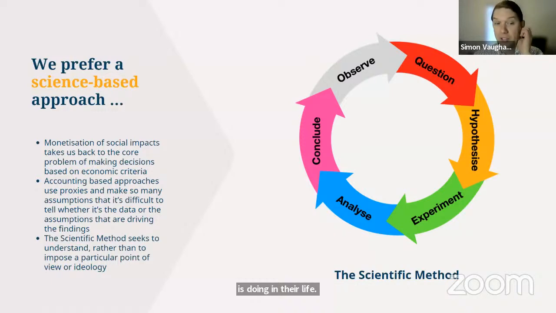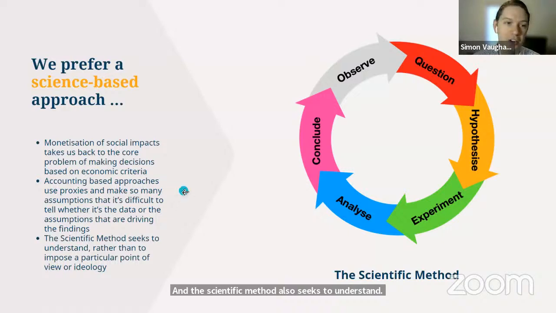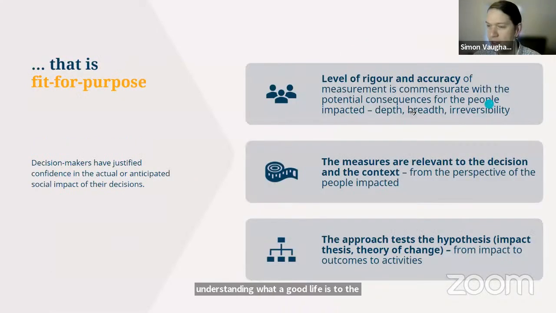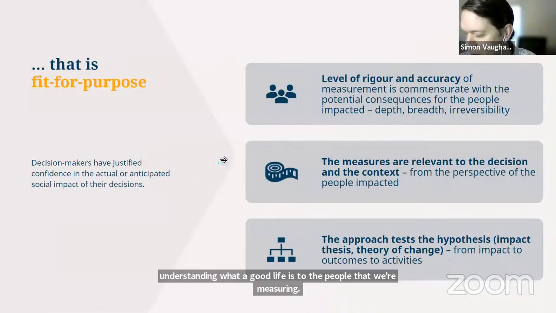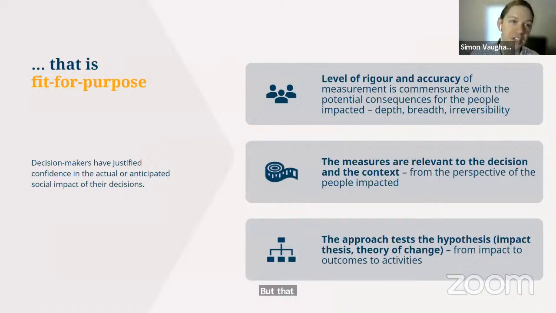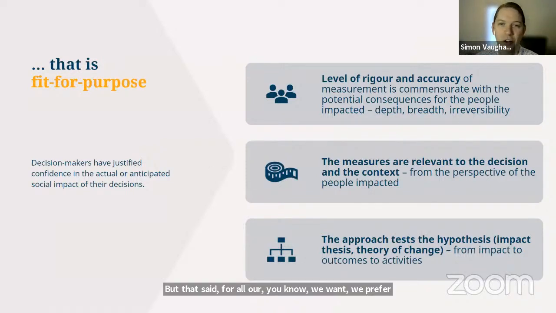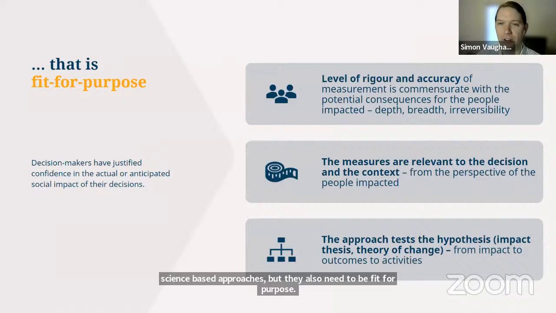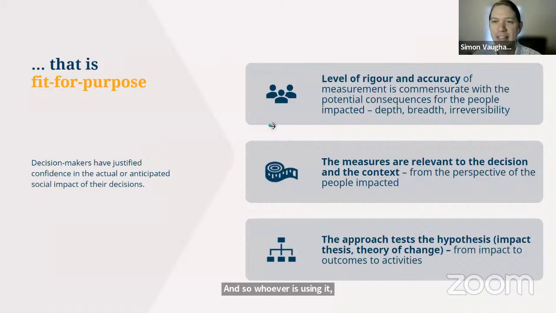And the scientific method also seeks to understand rather than to impose a particular viewpoint or ideology. We'll talk about this a bit more soon, but the goal here is not to say you need this to have a good life. It's about understanding what a good life is to the people that we're measuring. But that said, for all that we prefer science-based approaches, they also need to be fit for purpose. Whoever is using it, the level of rigor and accuracy of the measurement needs to be commensurate with the potential consequences for the people impacted.